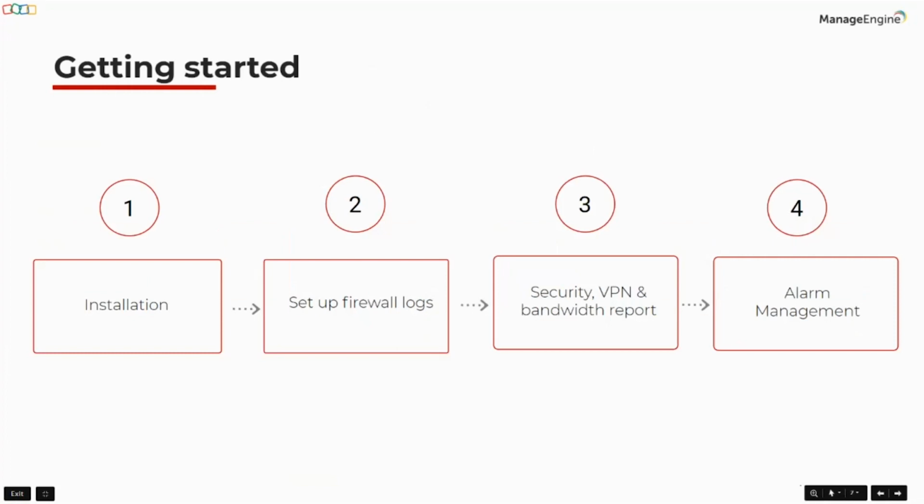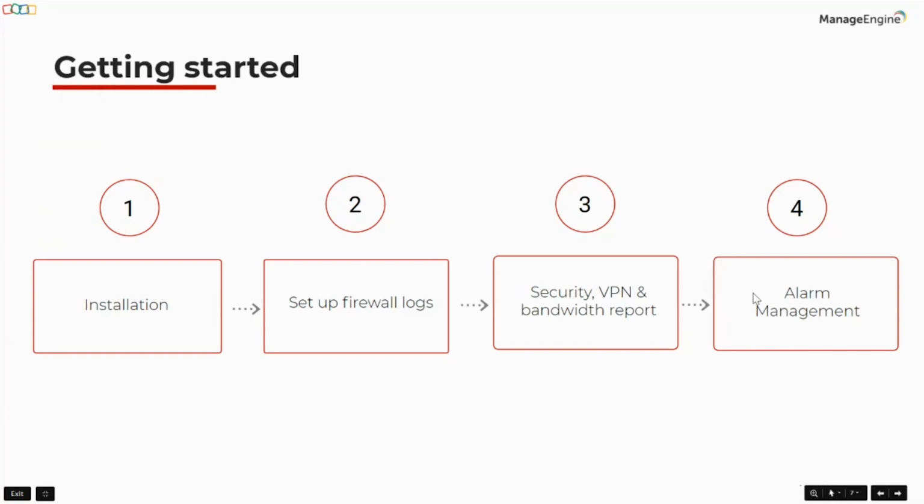Let us look at some of the basic installation and configuration requirements to fetch firewall logs into Firewall Analyzer. So step one would be to first install the Firewall Analyzer tool. The installation requirements will be shared with you, or in case you want to look it up yourself, you can directly go to our website and look for installation requirements or system prerequisites, and we have it listed out on our website.